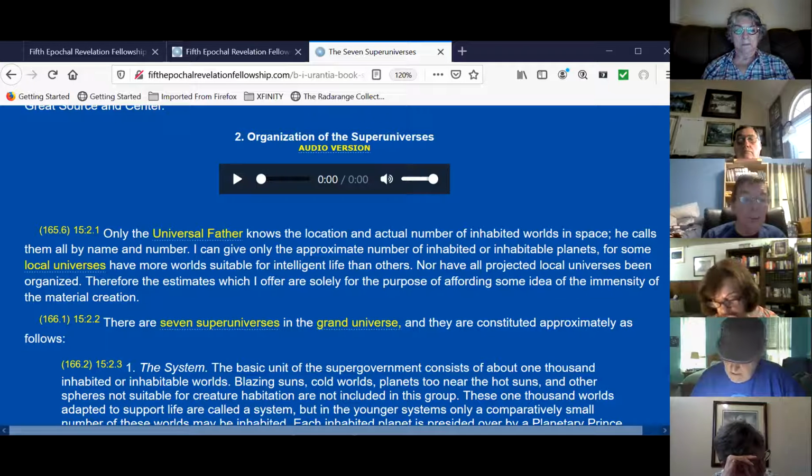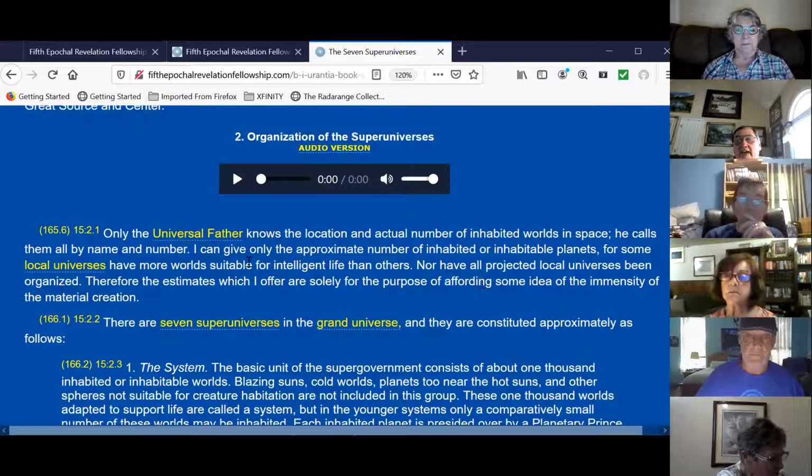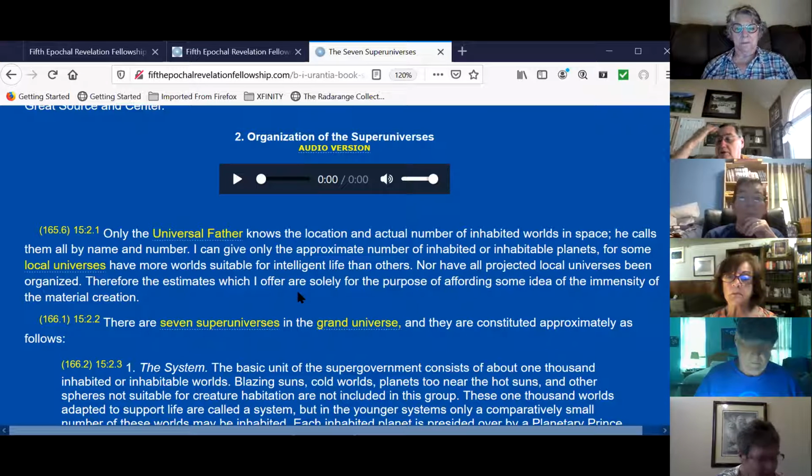Okay, a couple things I want to point out on this one. First, only the Universal Father actually knows the approximate numbers. Even these guys that teach this, that are very, very high up, don't know all the exact numbers of all the planets. Another thing I want to mention here is they also include, nor have all projected local universes been organized. You see that? That tells us what we were talking about last time, that our local universe is only about 40% organized yet.